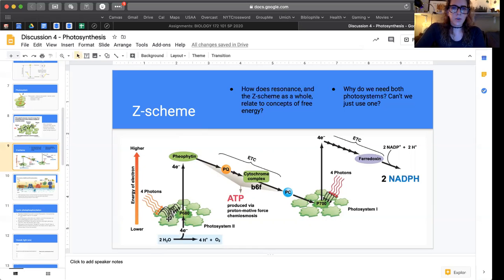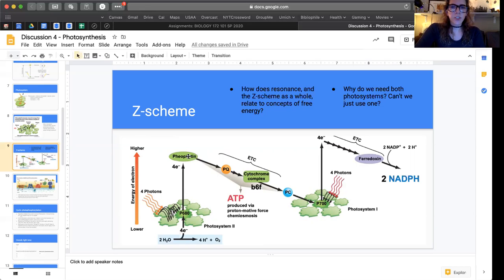And then, so now we have these really highly energetic electrons here. And what that's going to do is it's going to donate these electrons to the pheophytin in order to return to a stable state. And so now this pheophytin is super energized. So we see that we're at this really high level of energy. This is a gradient of electron energy here.